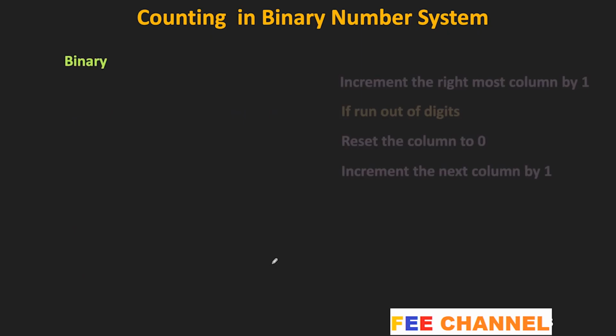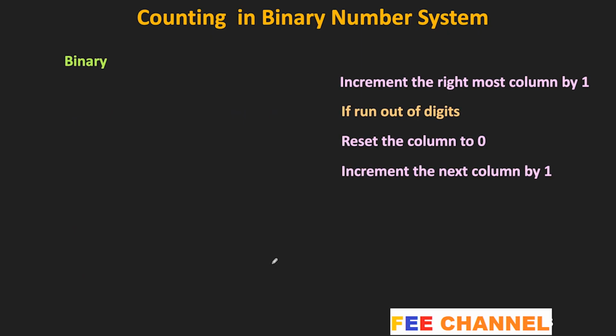And the same rule is also applicable for counting in the binary number system. So, once again in the binary number system, we will start with the smallest number, and we will start incrementing it by 1. But in the binary number system, since there are only two digits, immediately we will run out of the digits. So, once we run out of the digits, we will reset that column to 0, and we will increment the next column by 1. Therefore, the next number is 10. And once again, we will go to the first step, and increment the rightmost column by 1.